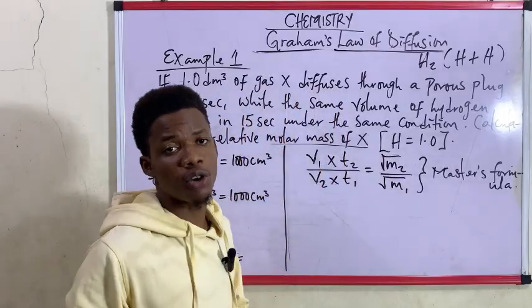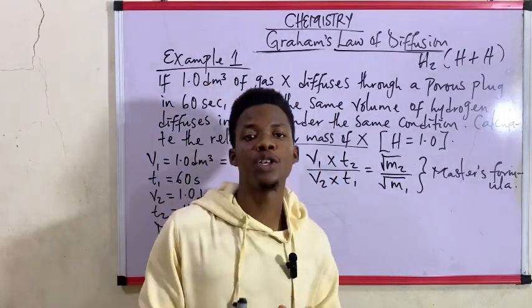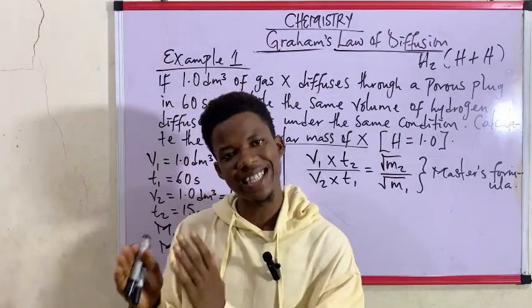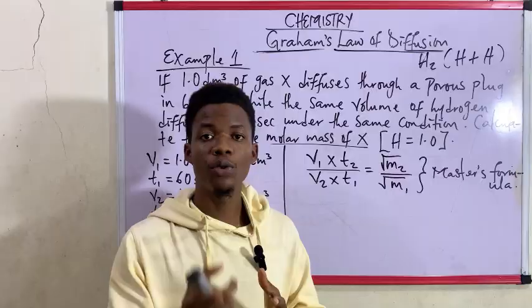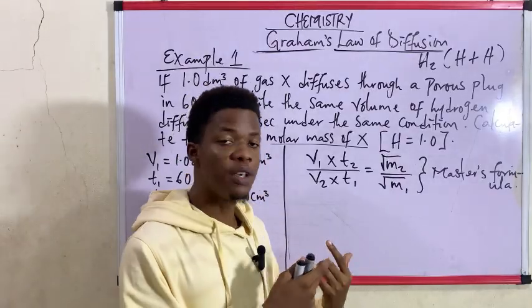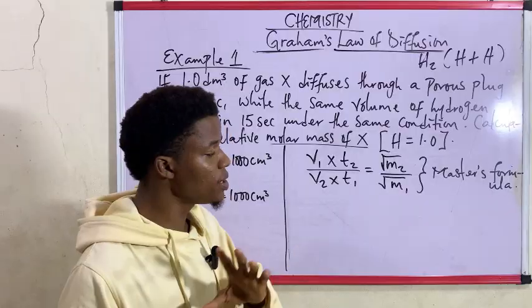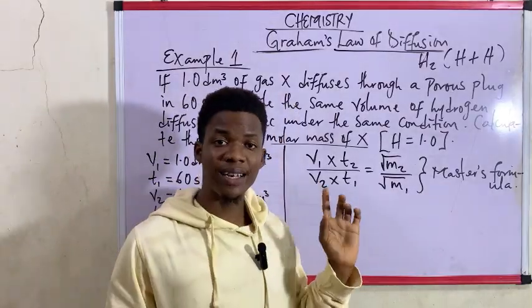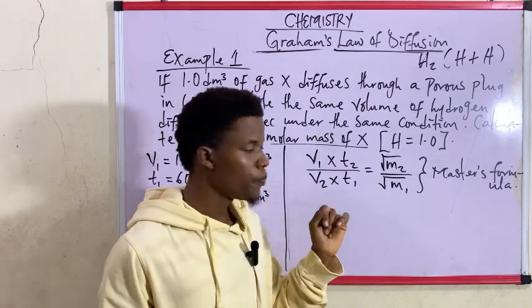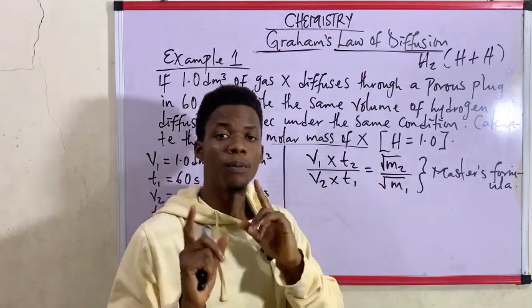Now, the only way you can use this formula is when you are given volume and you are given time. Or better still, they tell you find volume. You have 2 times. You have 1 volume given. You know your molar mass. This is the best formula to do it. So in order to use this formula, there are 3 things you must know. You must know at least 1 of the volume. You must know at least 1 of the time. And you must know at least 1 of the molecular mass.